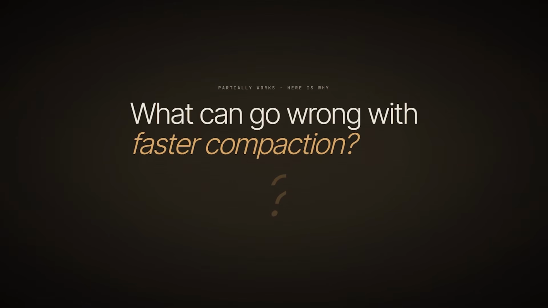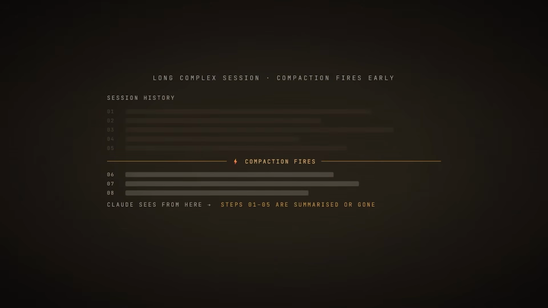Now, the reason this is in the partially works section and not in what actually works in our video is that lowering this number means Claude is going to compact your conversation earlier, which means it has shorter memory across your session. For long, complex tasks where you need consistency across many steps, that can hurt performance, not help it.